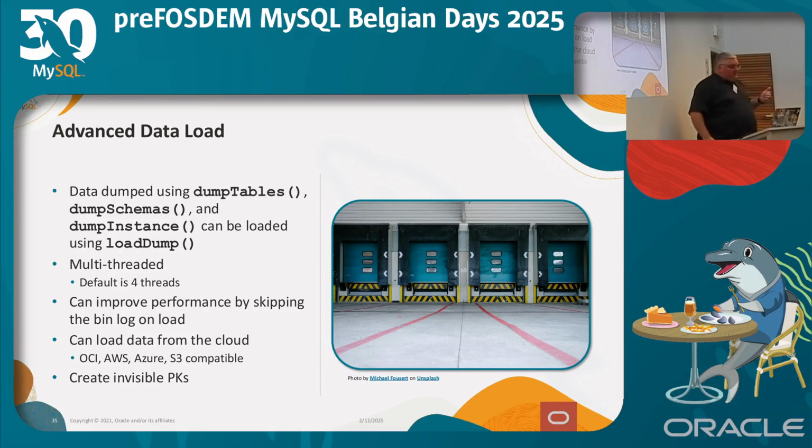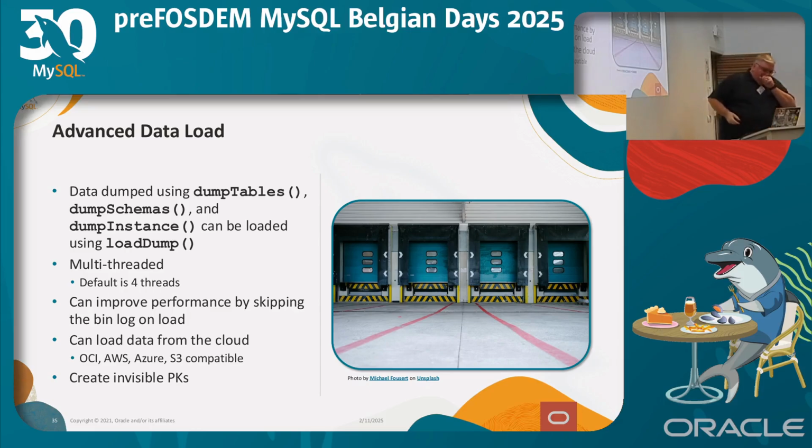It can be multi-threaded. When you do the load of the data, you can actually improve performance of the load by telling MySQL to skip the bin log. So when you're loading the data, you're not writing to the bin log. We can load data from the cloud. As a matter of fact, I have an example that I did before where I had a MySQL database in Azure, and I dumped the data to an Amazon S3 bucket, and then loaded the data from an S3 bucket into a MySQL or a HeatWave MySQL instance in OCI. And that's 2 commands. 3 cloud providers, 2 commands, moved all the data.